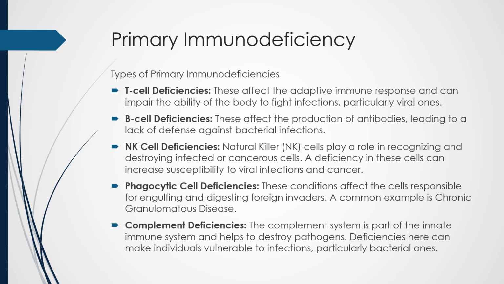Some primary immunodeficiencies may result in a complete or partial inability to mount an effective immune response, leading to a compromised defense against pathogens. T cell deficiencies affect the adaptive immune response and can impair the ability of the body to fight infections, particularly viral ones. B cell deficiencies affect the production of antibodies, leading to lack of defense against bacterial infections. Natural killer cells play a role in recognizing and destroying infected or cancerous cells. A deficiency in these cells can increase susceptibility to viral infections and cancer.